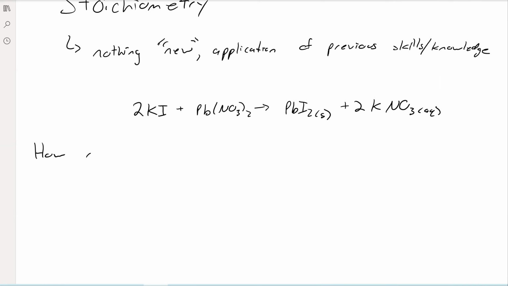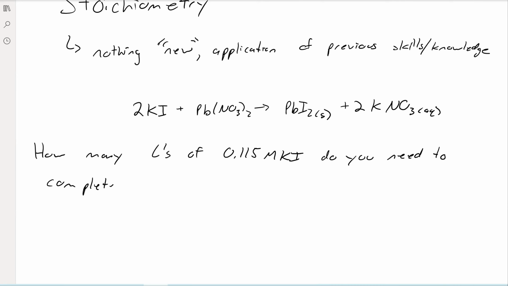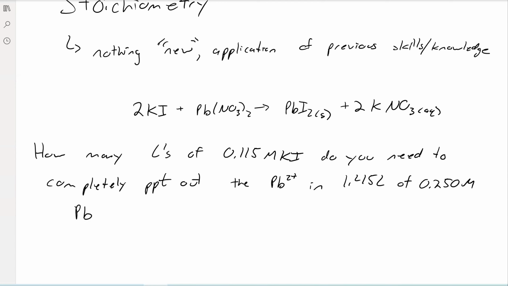So then our question is, how many liters of 0.115 molar KI do you need to completely precipitate out the lead 2+ in 1.45 liters of 0.250 molar lead(II) nitrate?